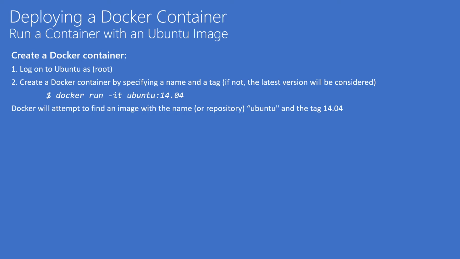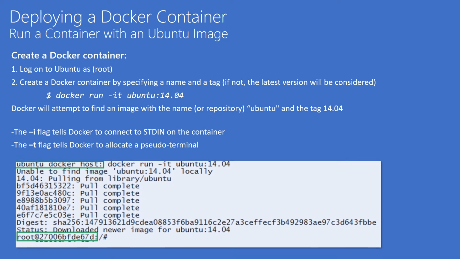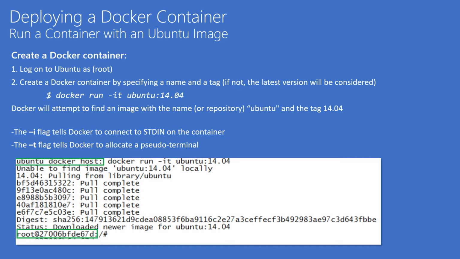So that's an image which contains the Ubuntu operating system. So we'll be running a container which will have an Ubuntu operating system. So the -i flag tells Docker to connect standard in to the container, and the t creates a pseudo terminal. So what we issue here is docker run -it ubuntu 14.04.